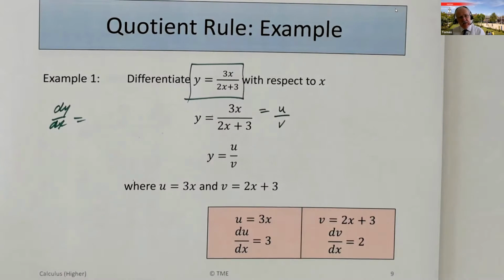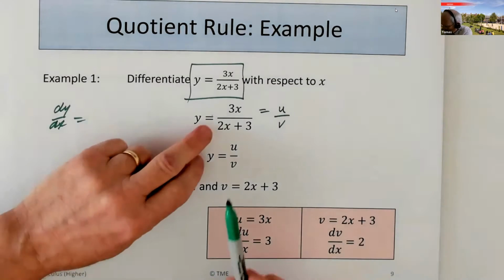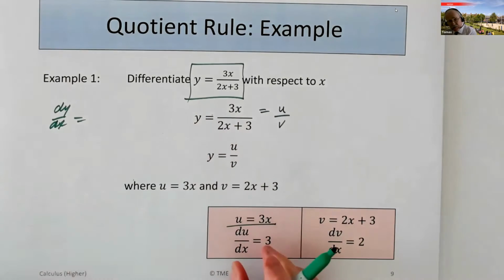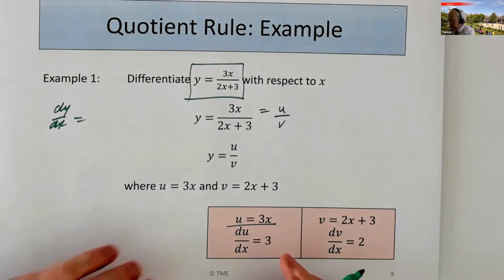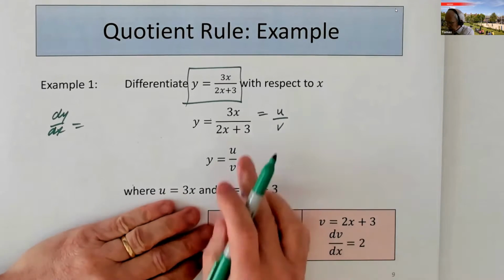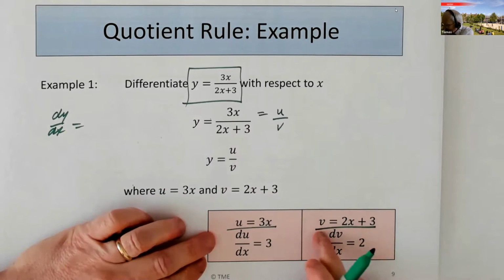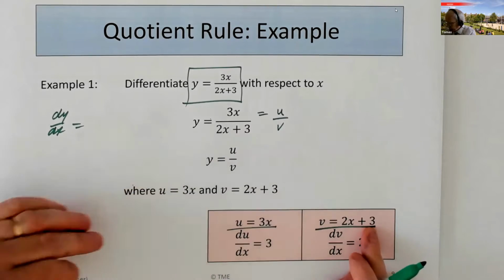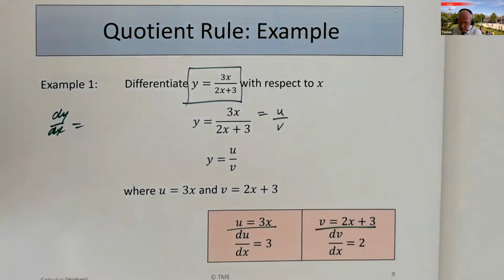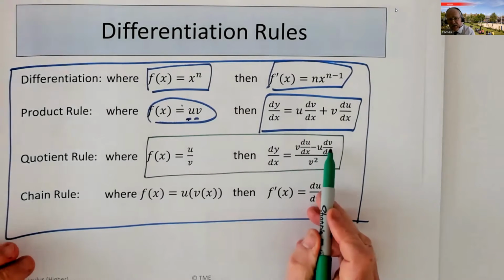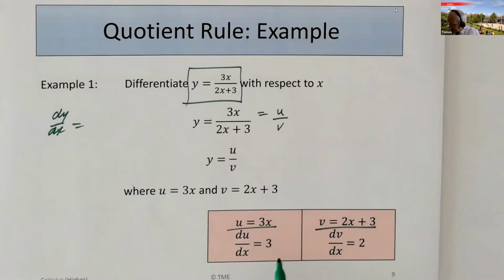So using exactly the same approach, I've made u equal to 3x. So I better write that down here because I just made this up. The examiner doesn't know about u and doesn't really want u in the answer. v on the bottom is 2x plus 3. Now, I look at the formula that I'm going to need, and the formula says I'll need a du dx and a dv dx. So I better calculate these here.